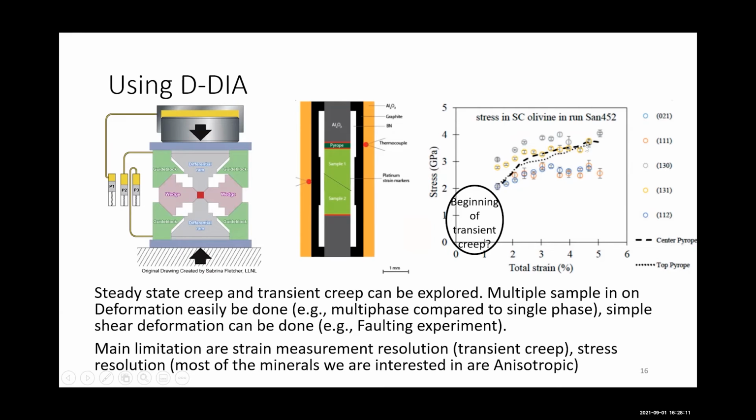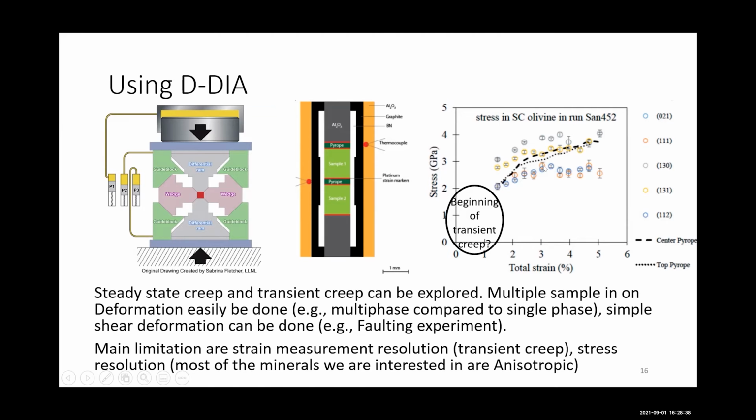So to be able to study this, we actually loaded an isotropic stress sensor, pyrope, a fine-grained isotropic stress sensor. And we're monitoring the stress as we're deforming. And so this thick dashed line is the pyrope collected at the center, and the fine dotted line is the pyrope at the top.